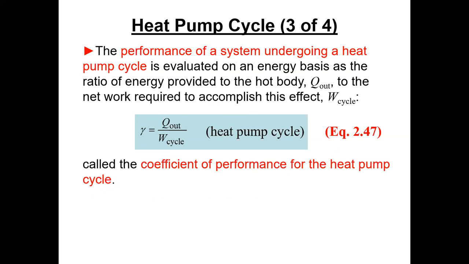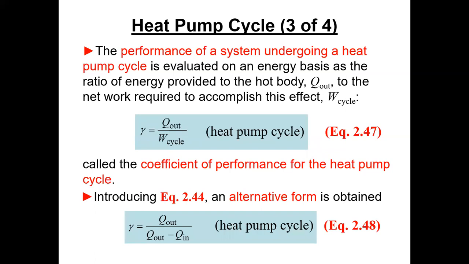Now notice for the refrigeration system, that was Q in, and that was beta. So gamma is for the heat pump, and it's Q out. So it's almost the same thing, but not quite. And then you can put in the definition of work in terms of Q out minus Q in. And so that's for the heat pump.